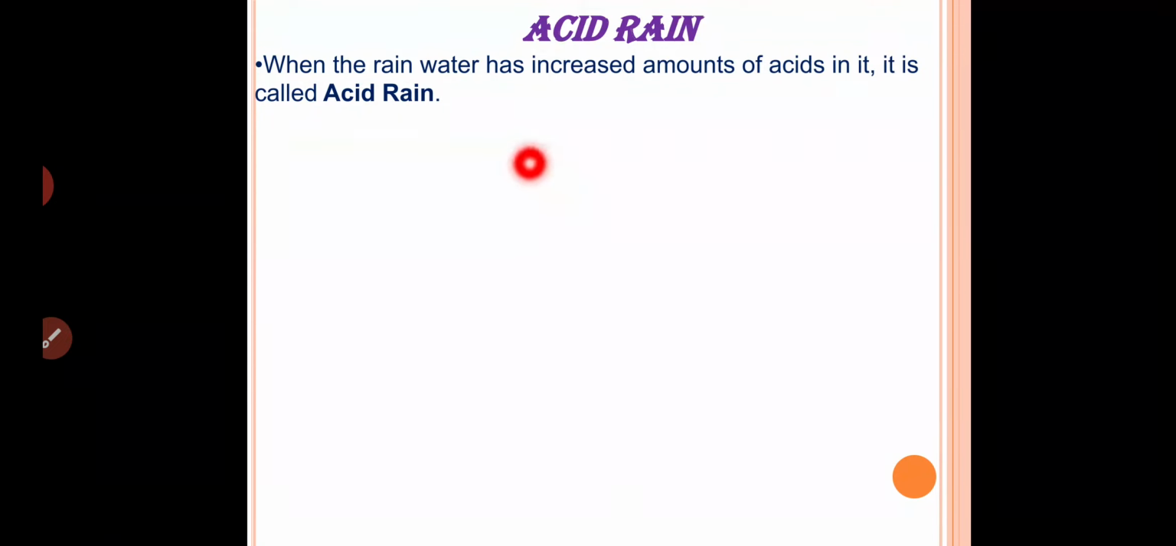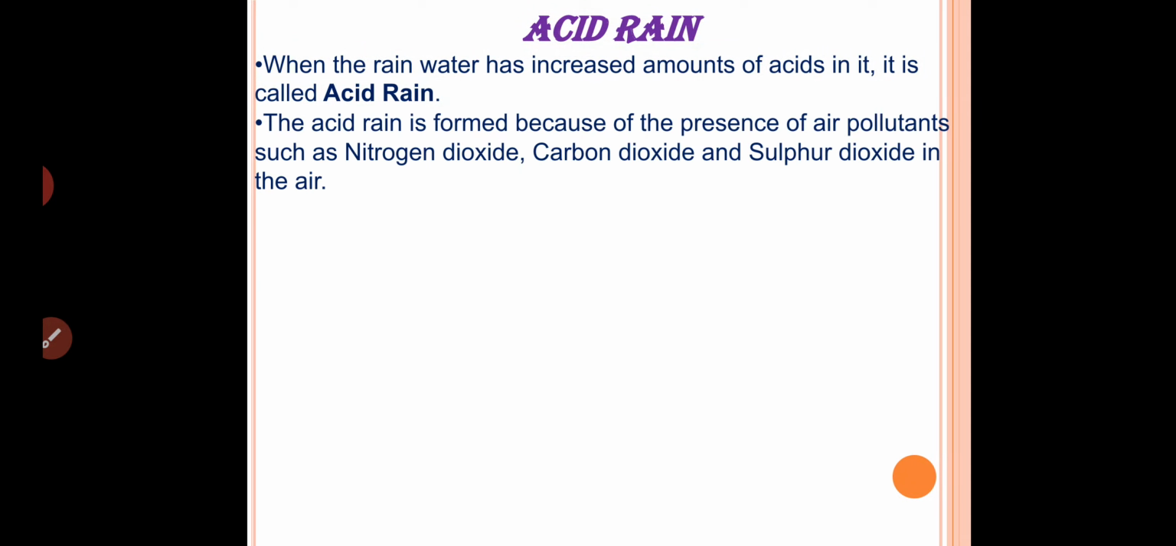That comes as what? Acid rain. When the rainwater has increased amounts of acids in it, it is called acid rain. So it is called as what? Acid rain. The acid rain is formed because of the presence of air pollutants such as nitrogen dioxide, carbon dioxide and sulfur dioxide in the air.